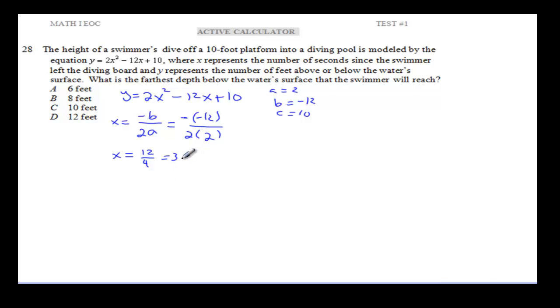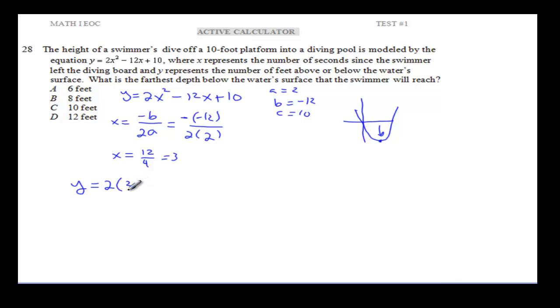X equals 3. We know this is the x-axis and this is the y-axis. We're looking for the depth. Your parabola is going to look something like this. So you're looking for this point, the minimum point, and you're looking for the y value. Let's find the y. When you find the minimum, substitute 3 for x to find y.